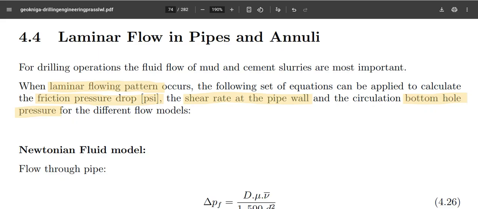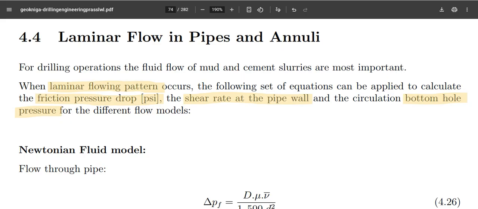So in this video, we are going to see the laminar flow in pipes and annuli and turbulent flow in pipes and annuli, and how during the laminar flow in pipes and annuli, the pressure drop due to friction losses is being calculated, for both Newtonian and non-Newtonian fluid, and also the pressure loss calculated during the turbulent flow in pipes and annuli for both Newtonian and non-Newtonian fluid.